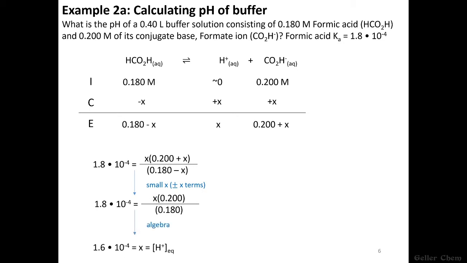We get our x value is 1.6 times 10 to the minus 4. Do the small x check like before. Checks out, negative log that value, and we get our pH 3.79. So almost the exact same type of problem as what we did last lecture. Now we have a simpler and faster method for finding the pH of a buffer, and it's by using an equation called the Henderson-Hasselbalch equation.